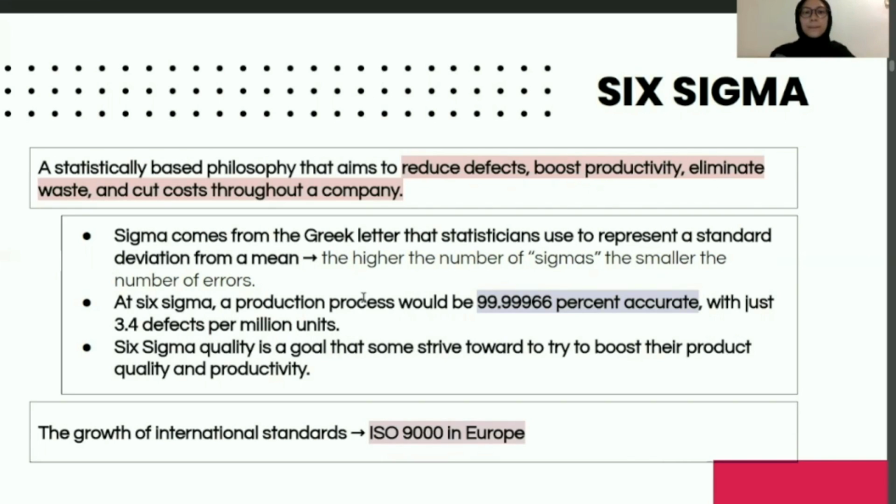The growth of international standards has also focused greater attention on the importance of product quality. For example, there is ISO 9000 in Europe. The European Union requires that the quality of a firm's manufacturing processes and products be certified under a quality standard known as the ISO 9000 before the firm is allowed to access the EU marketplace.